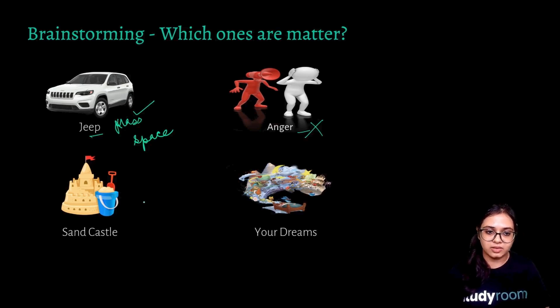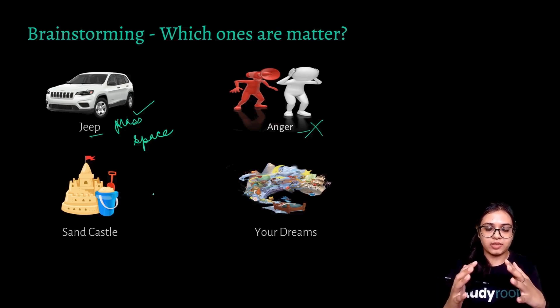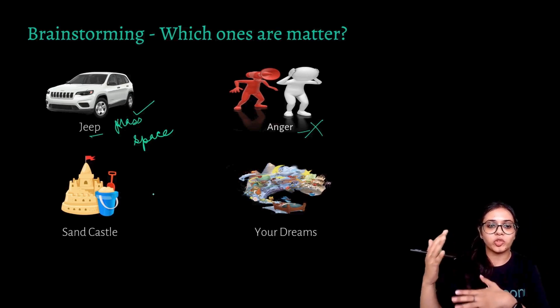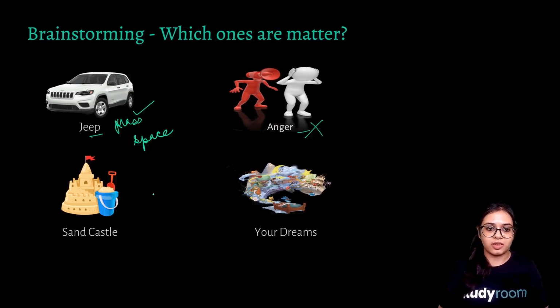Now what about sandcastle? Sandcastle is made up of sand, right? Particles of sand. So a lot of particles of sand come together. When you shape them, you give them the shape of a castle. A sandcastle is there. So it does have mass, yes, and it does have space. It does have volume. So yes, a sandcastle is matter.